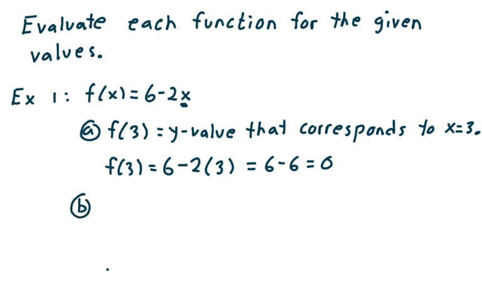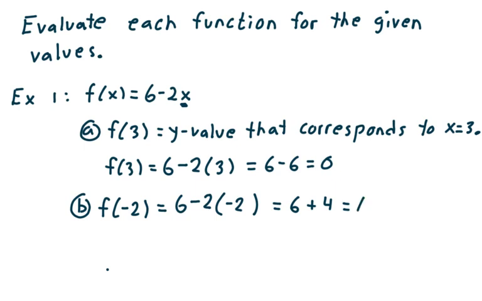Let's take a look at B. What if I had f of negative 2? So this is 6 minus, wherever I see an x, I'm going to replace it with negative 2. But this is 6 plus 4. The answer is 10. Because negative 2 times negative 2 is positive 4. Positive 4 plus 6 is 10. Okay?